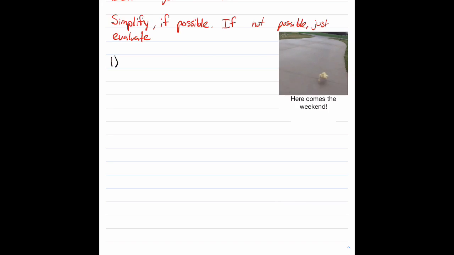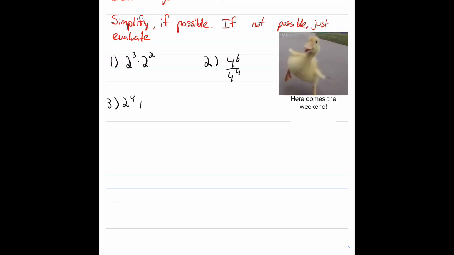I'm going to give you guys some questions to try. You're going to simplify that one. You're going to simplify this one. This one. So you can write all these down here.